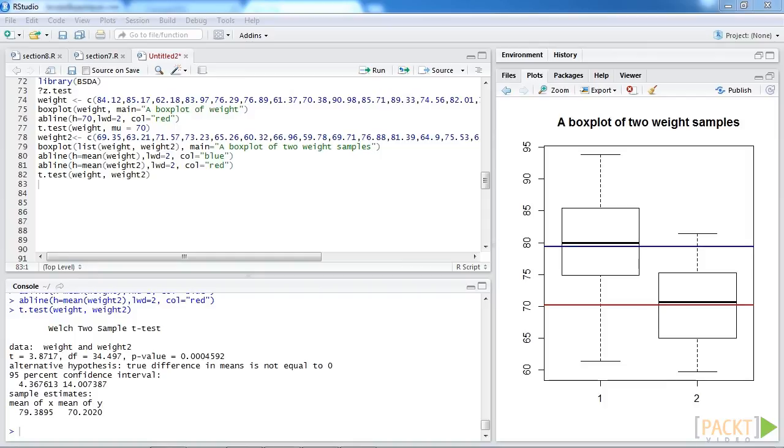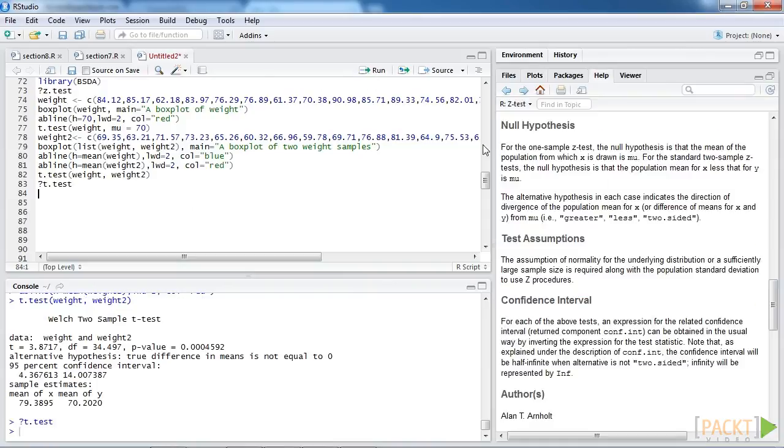To read more about the usage of students' t-test, you can use the help function to view related documents. You can write a question mark in front of any function you need information about. Here I am trying that with t-test and I get the required information.